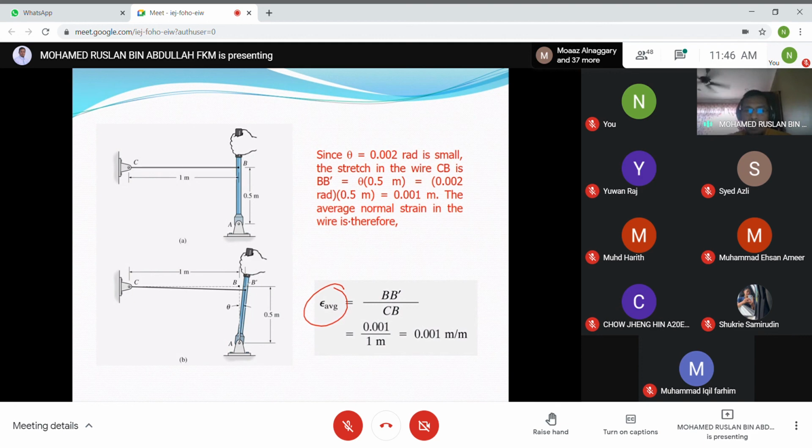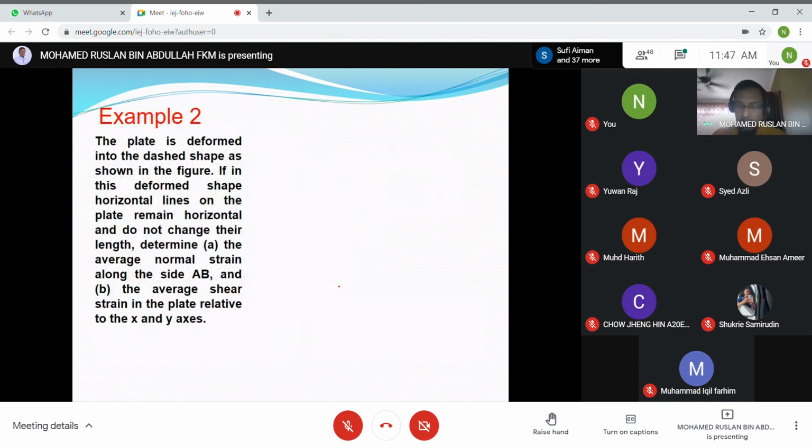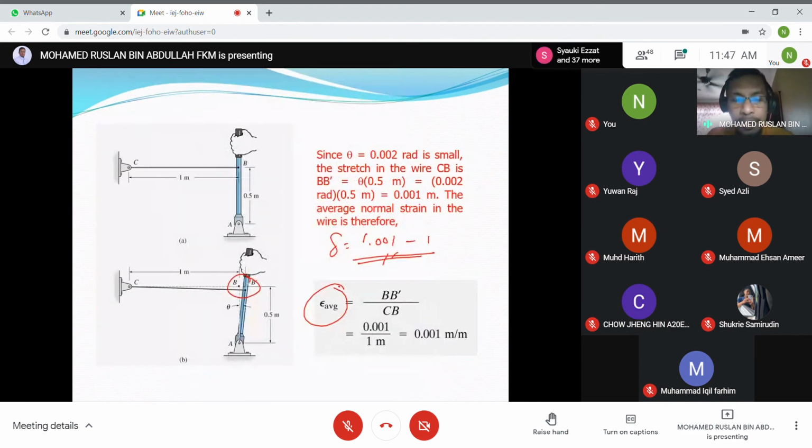So the delta equals 1.01 minus 1, equal to 0.01, the distance from B to B dash. That is how we can solve this problem based on the average normal strain. Okay, so that is the example. Maybe this example we can solve again later if we have another question about this one.